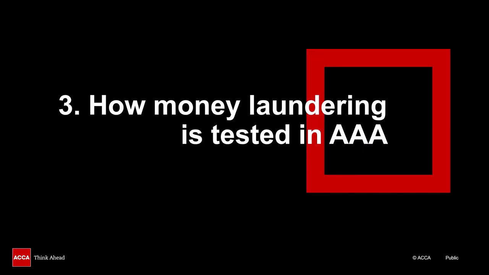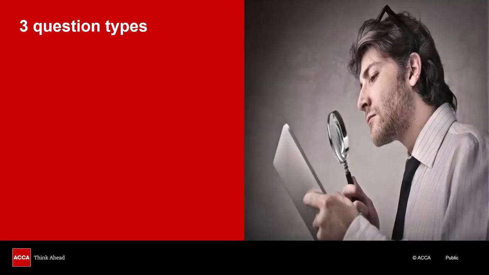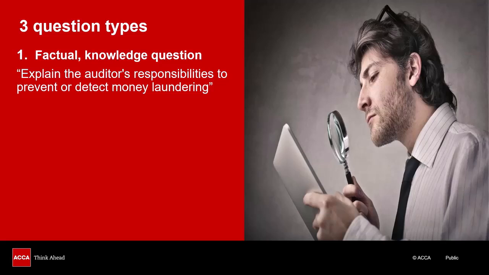Now, how is money laundering tested in AAA? Well, I have already hinted at a few ways as we've gone through this session so far, but here it is nice and clear. There are 3 main question types you could get. The first one, unlikely but possible, is a factual knowledge question on money laundering. Something like, can you explain the auditor's responsibilities around preventing or detecting money laundering? Now, I've said it's unlikely because the AAA examiner likes to ask stretching questions that test your understanding rather than your factual recall. But just occasionally, every now and again, we do get a factual recall question. So it's a good idea to be ready for it.